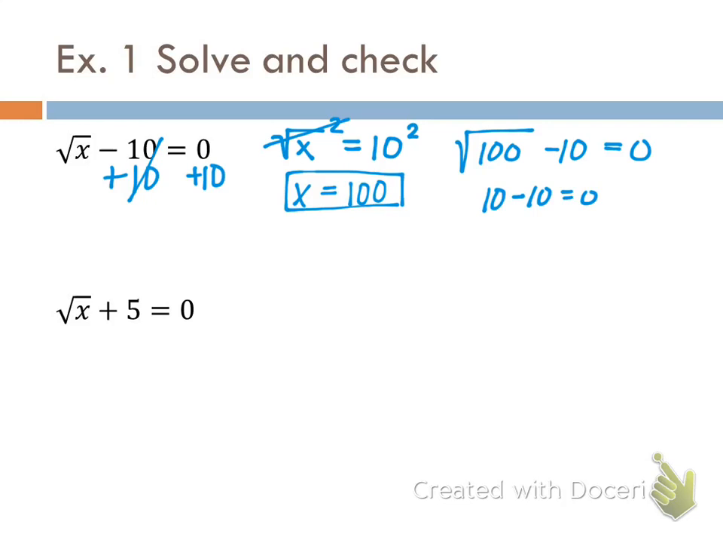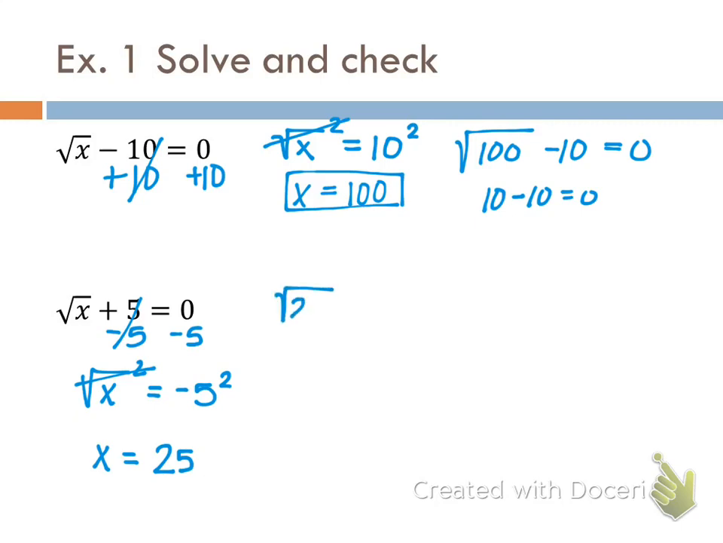But let's look at this next one. What should I do first? Subtract 5, and I have the square root of x is equal to negative 5. Now what am I going to do to get x by itself? What did I do in the last one? Square it. That cancels that out. Whatever I do to one side, I've got to do to the other. What is negative 5 squared? Positive 25. So let's plug that back in and check.